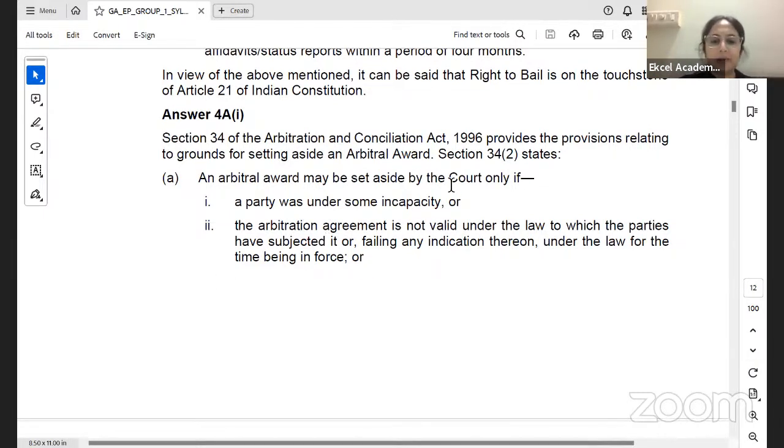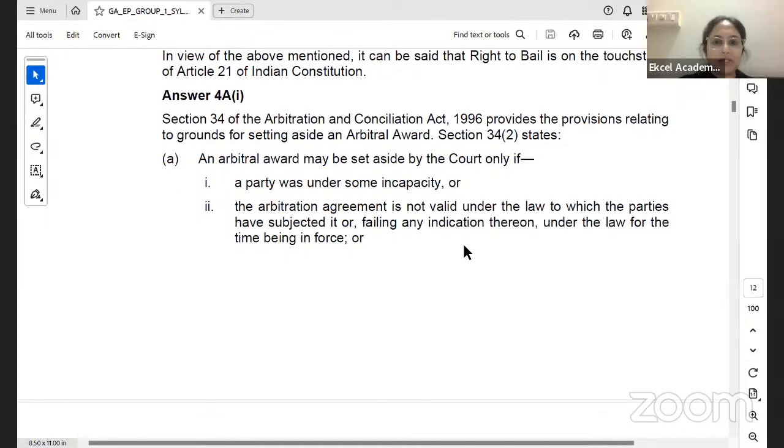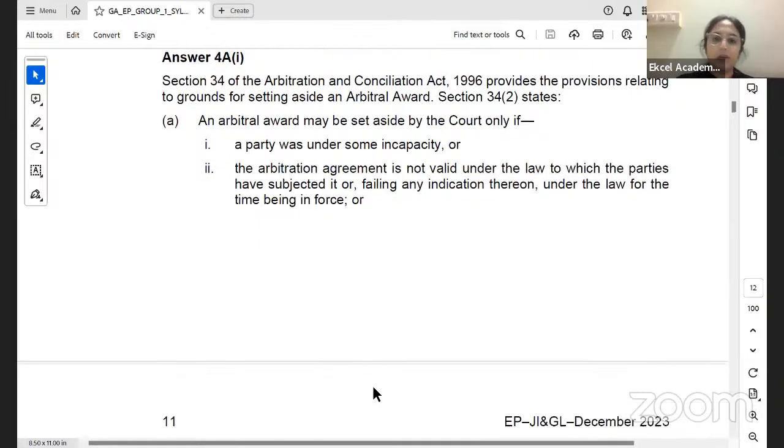So it can be set aside by the court only if a party was under some incapacity, or the arbitration agreement was not valid, or it was not valid under the law to which the parties are subject, or failing any indication thereon, under the law for the time being in force.